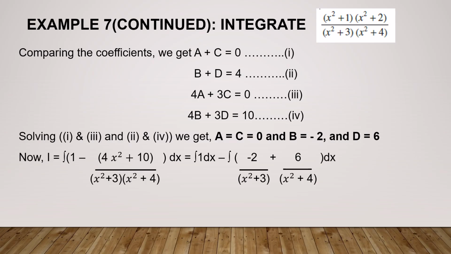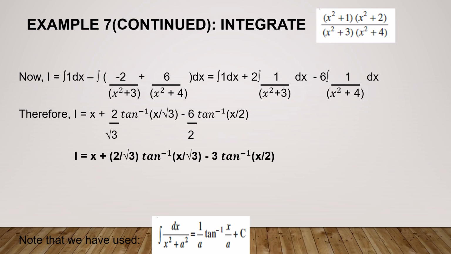So basically it is the integral of 1 dx minus 2 upon x square plus 3 plus 6 upon x square plus 4 dx. So now write the integrals. Integral of 1 is x. Second term, here you are having 2 into the integral of, minus has become plus, so 2 into the integral of 1 upon x square plus 3, that is of the type 1 dx upon x square plus a square. So its integral is 1 upon a tan inverse x by a. So it is x square plus root 3 whole square, that means 2 upon root 3 tan inverse of x upon root 3. Third term, it is x square plus 4.